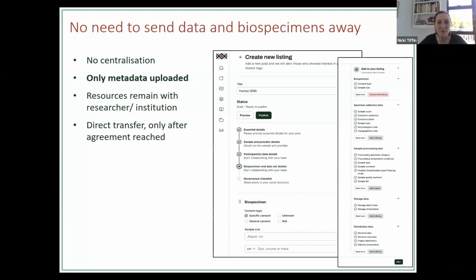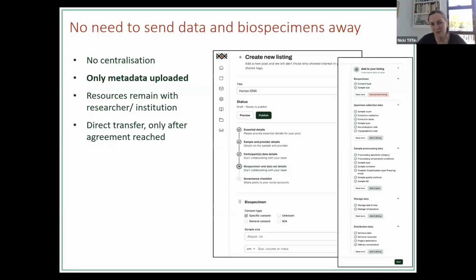Only the metadata are uploaded, and the resources stay with the researcher or the responsible institution. And only when the consumer and the generator of the resources have negotiated and agreed a transfer arrangement would there be any movement of the data or biospecimens. So this just shows you what it looks like.